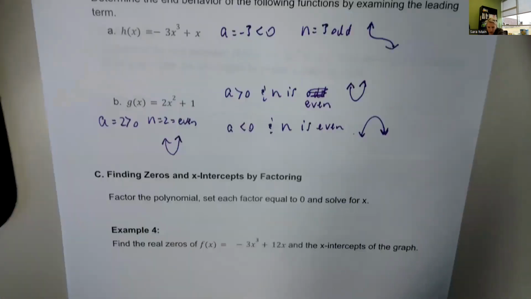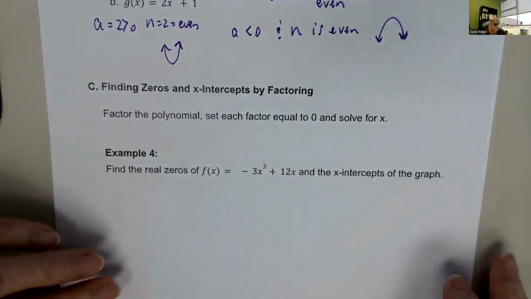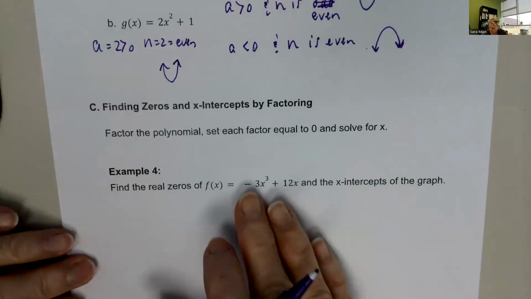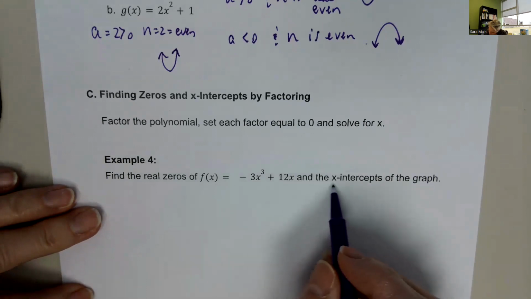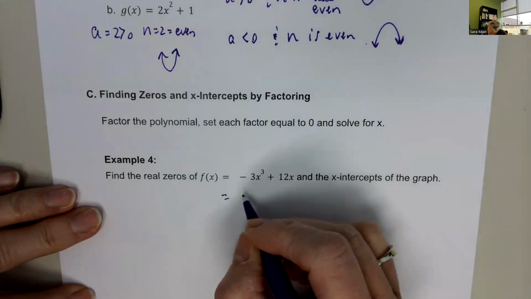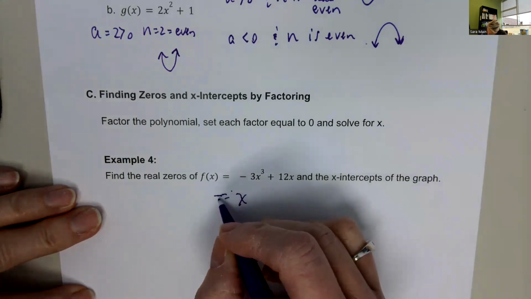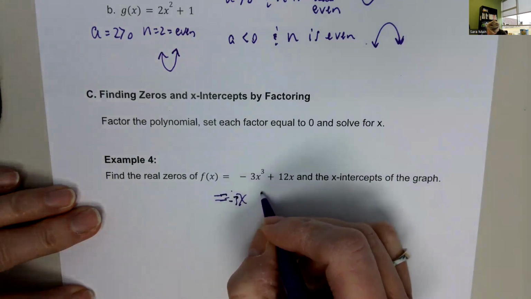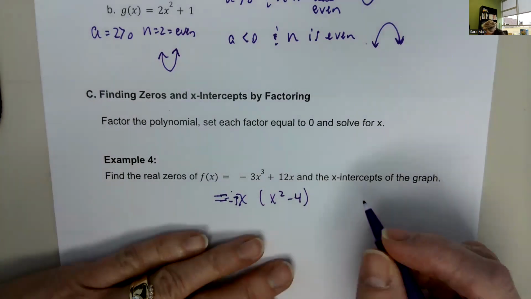Okay, so finding the zeros and x-intercepts for a polynomial. We're going to learn some other ways in the next lesson, but in this lesson, we're going to work on factoring. So if we want to find the real zeros, we want to factor this. I'm going to factor out a negative 3x, and then we'll have an x squared minus 4 left.